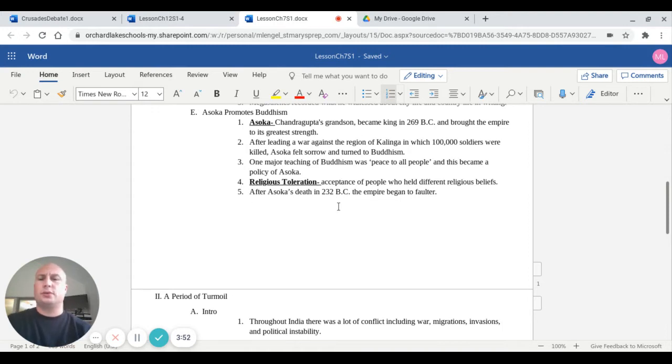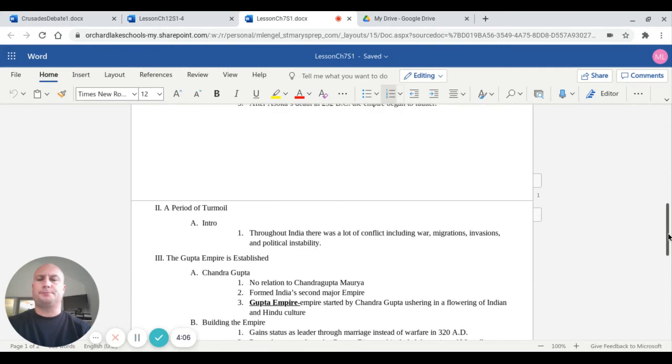After Ashoka's death in 232 BC, the empire generally began to falter. And we see this throughout history, that when you have a strong ruler, after they sort of go out of power or pass away, that empire generally doesn't stay around for very much longer.